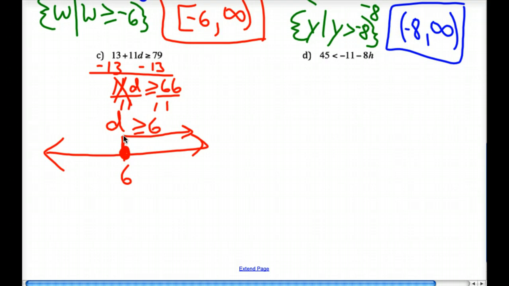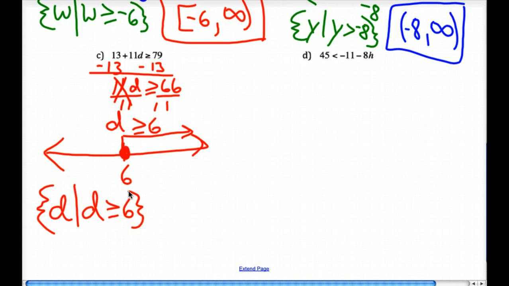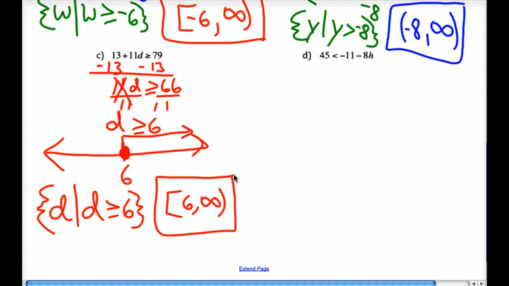Okay? Set notation: all d such that d is greater than or equal to 6. And can anybody put it in interval notation? Nico, try it. Go ahead, Nico. Bracket 6, comma, infinity, parenthesis. Done. Great job, Nico.